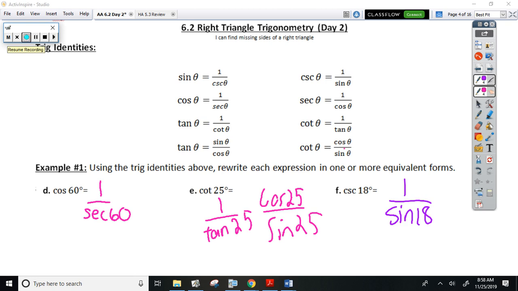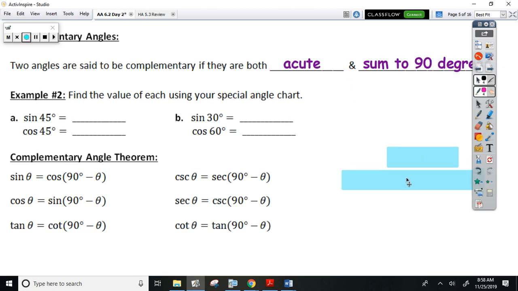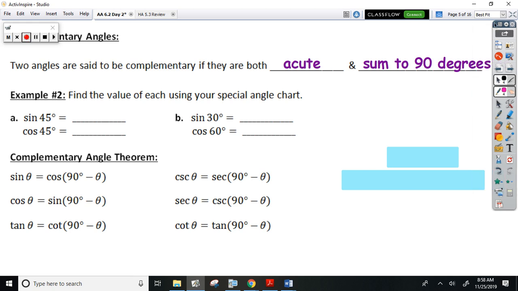Now we're going to also take into effect the complementary angle theorems. So if you remember from geometry, complementary angles were 2 angles that added to 90 degrees. Supplementary added to 180, but complementary adds to 90. So 2 angles are said to be complementary if they are both acute, meaning they're smaller than 90 each, and they sum to 90 degrees. So for example, 45 and 45. 60 and 30. 70 and 20. Anything that adds up to 90, both of them are less than 90.